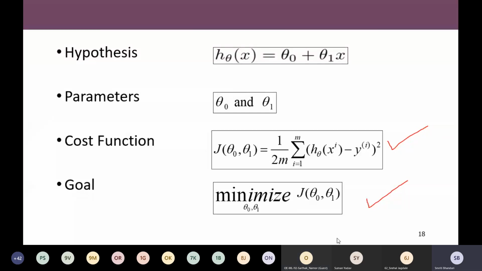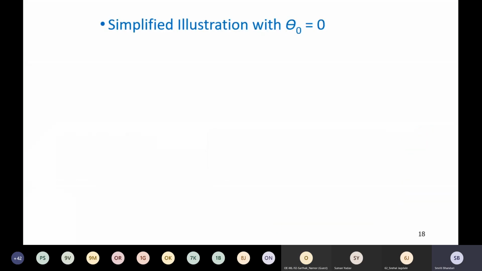No, ma'am. So may I proceed now? Yes, ma'am. Okay. So now let's proceed with a simplified illustration so that we can have a good intuition or good idea of whatever we are going to do. Right?